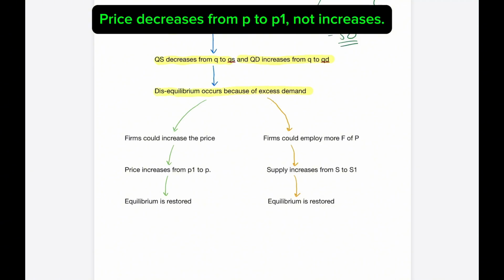How do firms respond? Well, there's two options here. Firms could simply increase the price from P1 to P, so from 40 back to 60, and then equilibrium is restored. Alternatively, firms could employ more factors of production. They can buy more natural resources, pay for more human resources, and buy more capital resources in order to produce more products, and thus in doing so increase supply from S to S1 so that equilibrium is restored.